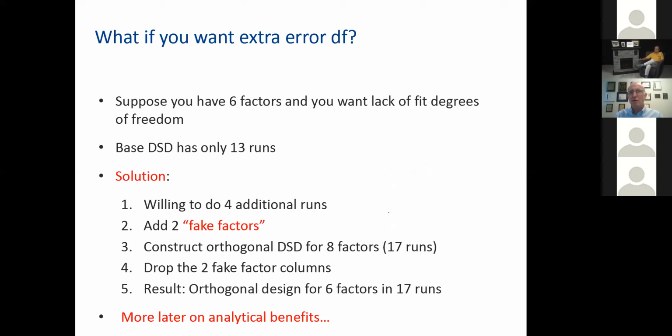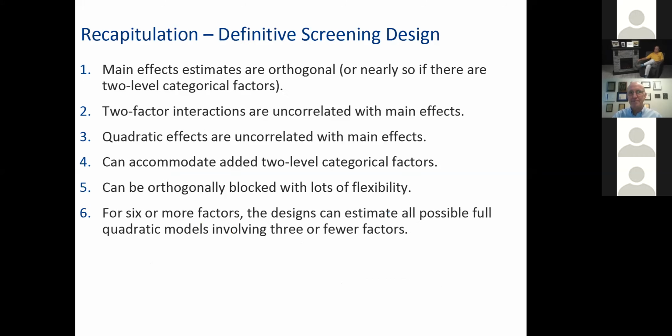But suppose you want more degrees of freedom, maybe for estimating the variance. Well, if you're willing to do 2 additional runs, you can add what Chris and I call fake factors. That is, instead of making a 6-factor DSD, we make an 8-factor DSD. So that has 17 runs, but then we just don't use the last 2 factors. And we end up having a DSD that has 6 factors, but 4 extra runs. And that can be very beneficial in the analysis.